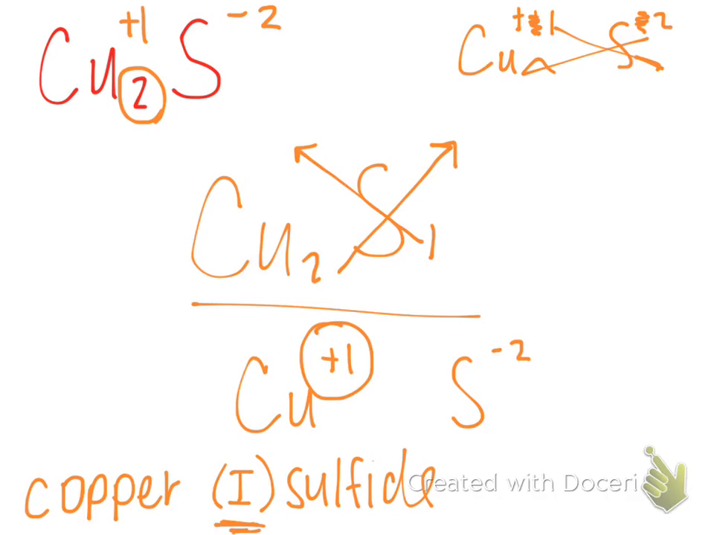All right, let's try some other ones. What if I did just C-U-S now, right? Not C-U-2-S, but I did C-U-S. So here's a little bit of an issue, right? We now have a 1-to-1 ratio with these elements. So we don't know what version of copper we're using. That's what we're trying to figure out, okay?